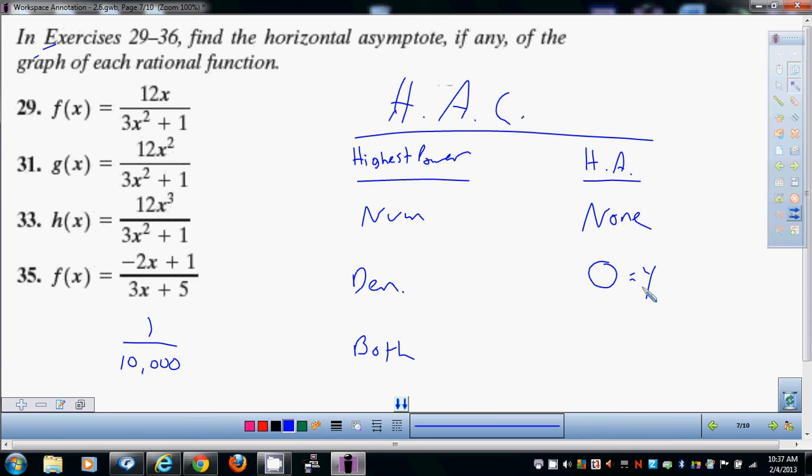Negative 2/3. No matter what you plug in for x, if the variables are of the same degree, then eventually nothing else will matter. All that matters is this. And what does that reduce to? If this was your entire problem, what would that reduce to? Negative 2/3. When your highest power is in both the numerator and denominator, then your horizontal asymptote is nothing more than the quotient of your leading coefficients.